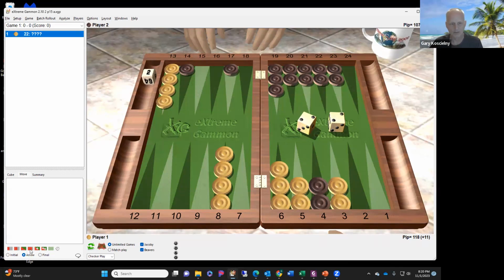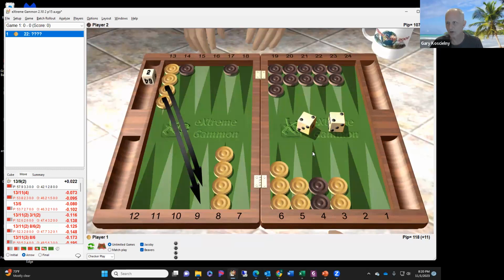But our game plan is not strictly racing; it's also blocking. It's also priming. So now, if we come down to the 9-point, we're blocking his 5s. So double 5s don't get him out.